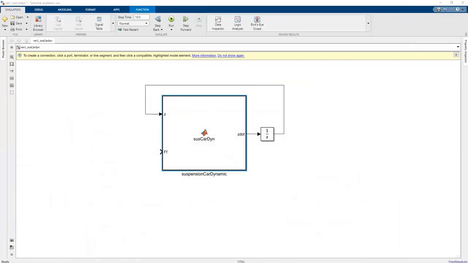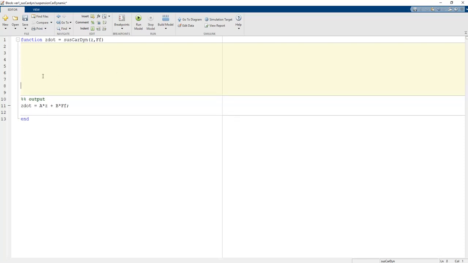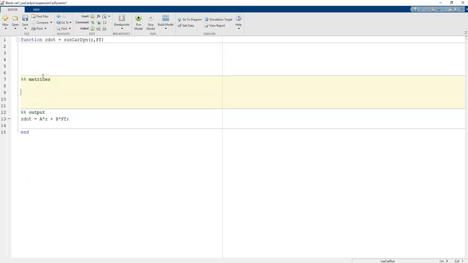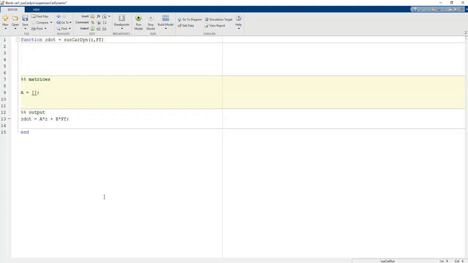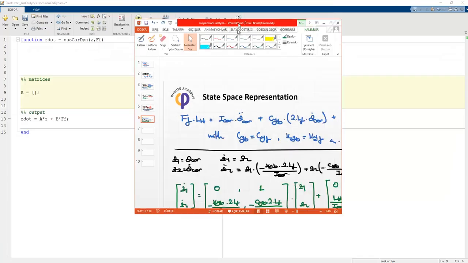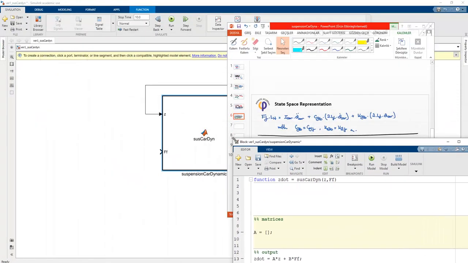And so in the Matlab function block, we already write this output value, but we need to create a specific matrices, okay? And so the A and B value should be written in this position. And so what about the A matrices? A matrices is equal to the, like this one.